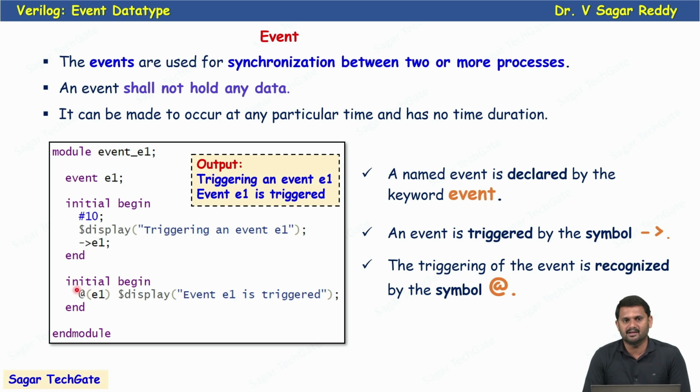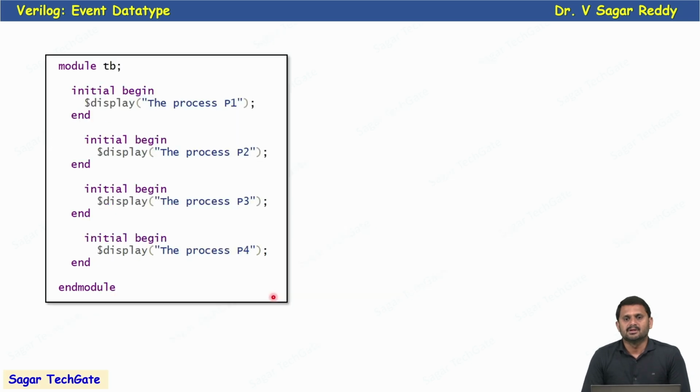Here we are waiting, at the rate, which means you are waiting for the occurrence of this E1. After it occurs, event E1 is triggered, and we'll execute this display statement. Clear? Understood. Now see another example here.